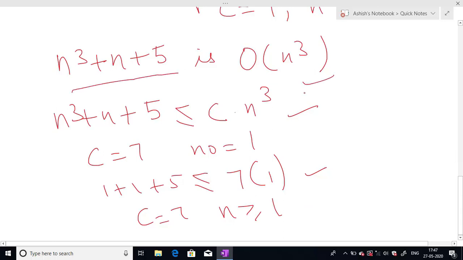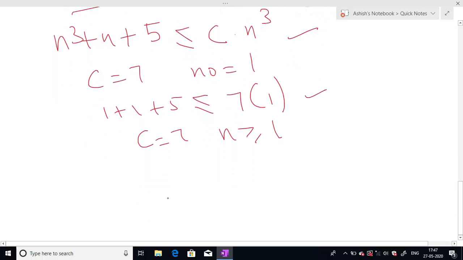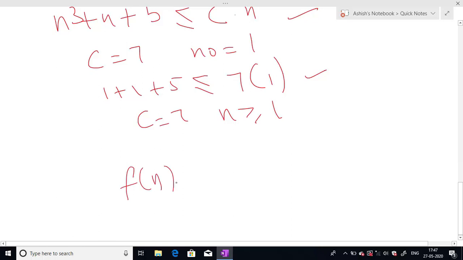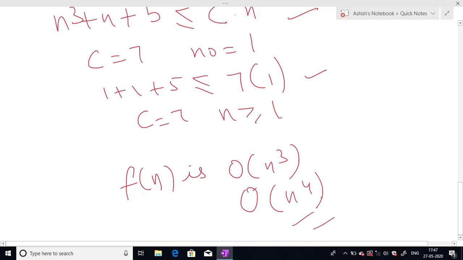So we can say that function f(n), that is n cube plus n plus 5, is big O of n cube. One point is that big O notation is used to capture all upper bounds, but we prefer the least upper bound. Least upper bound means, suppose any function f(n) is big O of n cube, then it will be big O of n raised to power 4 also. It will be big O of n raised to power 5 also, and so on. But we take the least upper bound, that is big O of n cube.